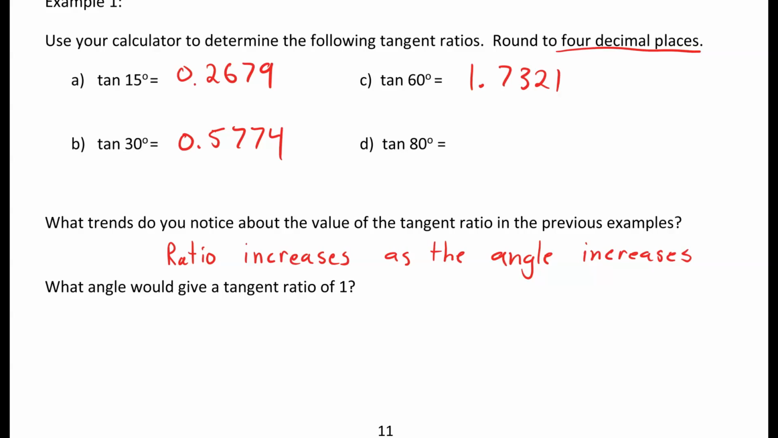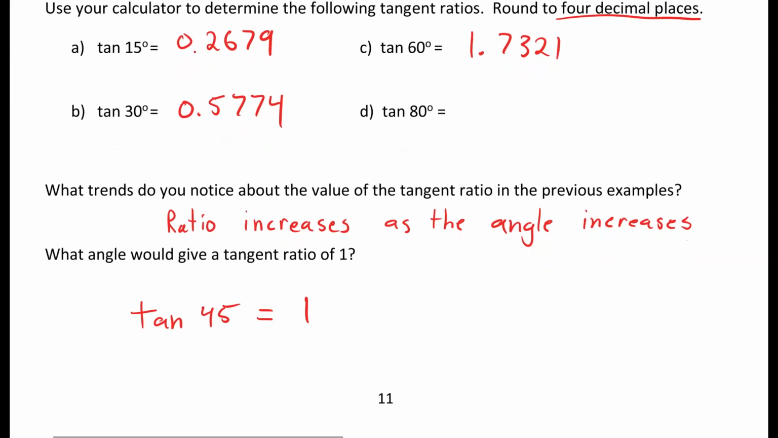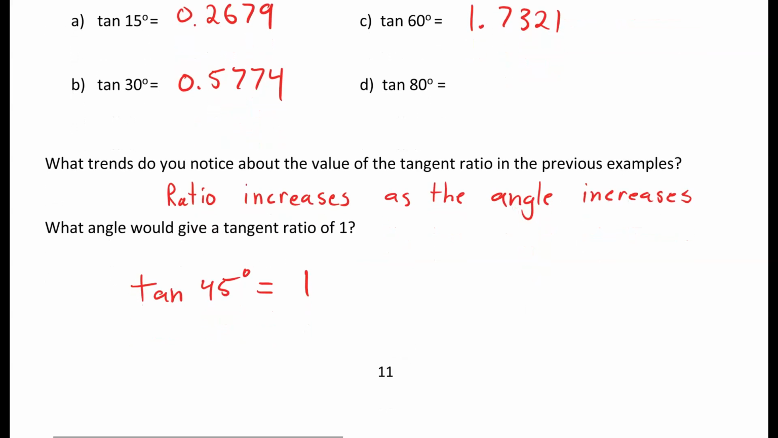The next part says, what angle would give you a tangent ratio of 1? Well, if we look at our angles that we did right here, tan 30 gave us 0.57 and tan 60 gave us 1.7. So it's going to fall in between there. And to get a ratio of 1, it's going to be tan 45 is equal to 1. So when we have a 45-degree angle, it's going to give us a ratio of 1.